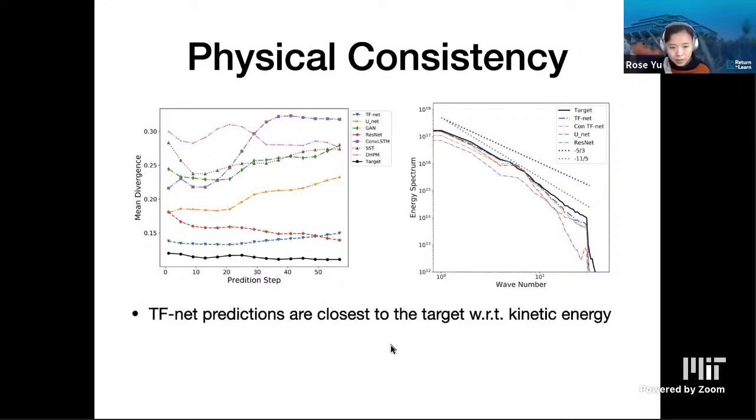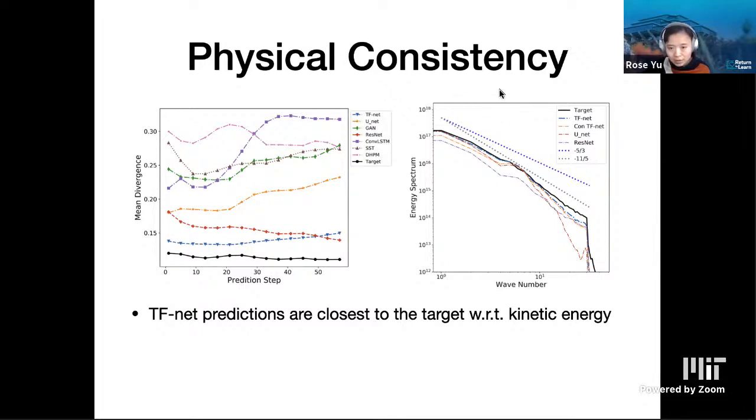And what we can see here is that because our method is inspired by numerical methods in CFD, it generates physically consistent predictions where the divergence is quite close to the ground truth, where all the other methods sort of fail. And then this plot is the most important plot in CFD, where we're looking at energy spectrum versus wave number. So this is also known as a Kolmogorov scale plot. And again, the black solid line is the ground truth from the simulation. So the closer to the solid line, the better.